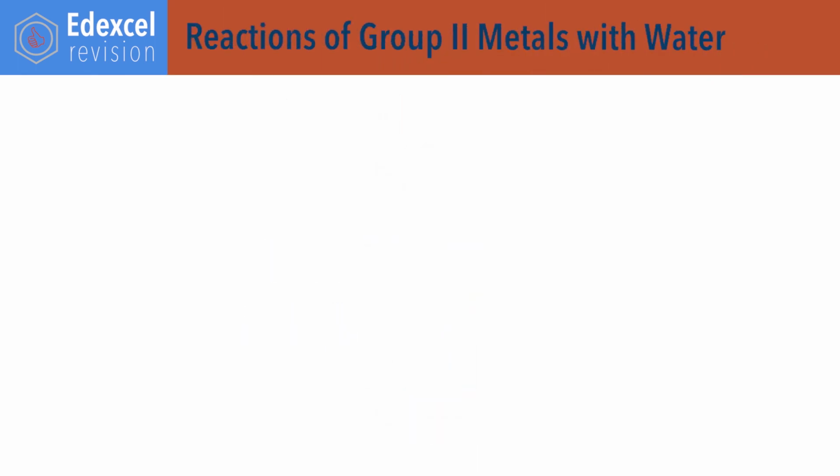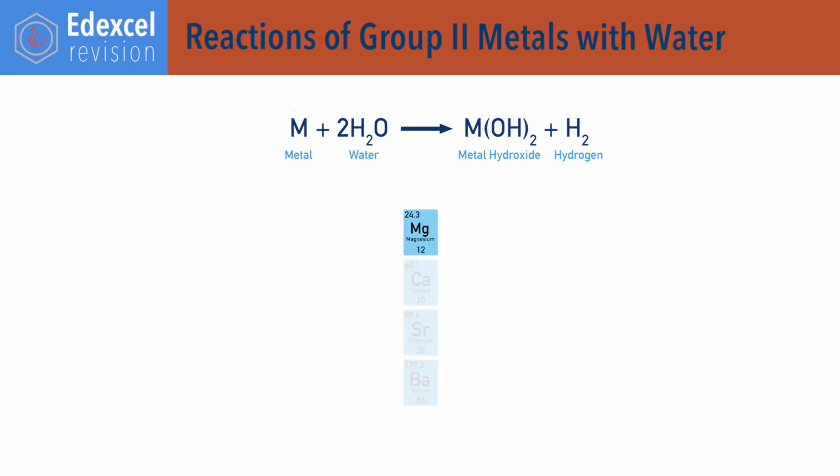When a group 2 metal reacts with water, a metal hydroxide and hydrogen gas get formed. The general reaction is metal M plus 2H2O forms M(OH)2 plus H2. Magnesium reacts very slowly with cold water to form magnesium hydroxide. The reaction is slow due to insoluble magnesium hydroxide forming on the surface of the magnesium.